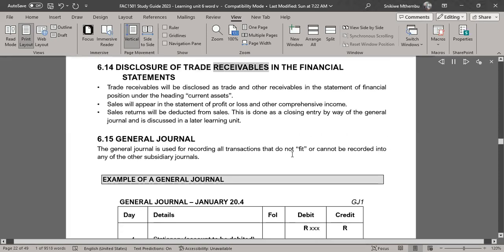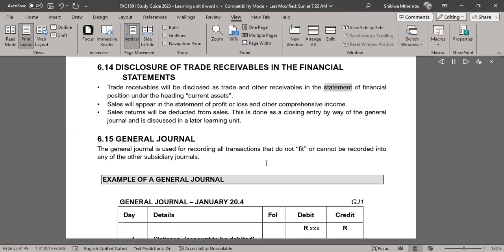6.14 Disclosure of trade receivables in the financial statements. Trade receivables will be disclosed as trade and other receivables in the statement of financial position under the heading Current Assets. Sales will appear in the statement of profit or loss and other comprehensive income. Sales returns will be deducted from sales. This is done as a closing entry by way of the general journal and is discussed in a later learning unit.